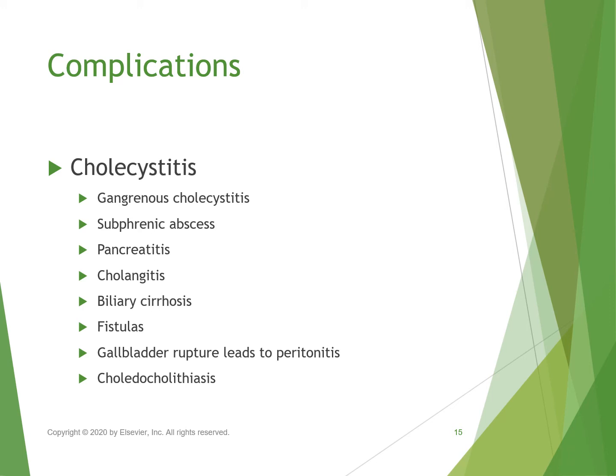Complications, we worry about gangrenous cholecystitis, abscesses, pancreatitis. So the pancreas is located closely to the gallbladder. Some other biliary issues, fistulas, and then if the gallbladder ruptures, this could lead to peritonitis, which is infection of the peritoneal cavity, and that can progress to sepsis very rapidly and septic shock.